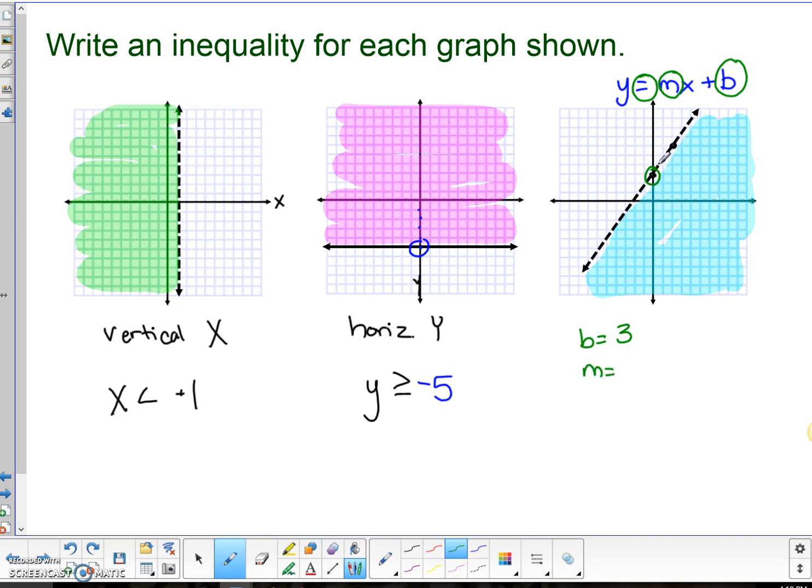For slope, I'm going to count, and I'm going to go up 1, 2, 3, and over 2 to the right. So up 3, over 2 to the right makes it positive 3 over 2. And then I'm going to write y equals 3 halves x plus 3. And now I just need my symbol. Compared to my y-intercept, we shaded below. That means less than. And since the line is dotted, I know there's no equal sign. So the solution is y is less than 3 halves x plus 3.